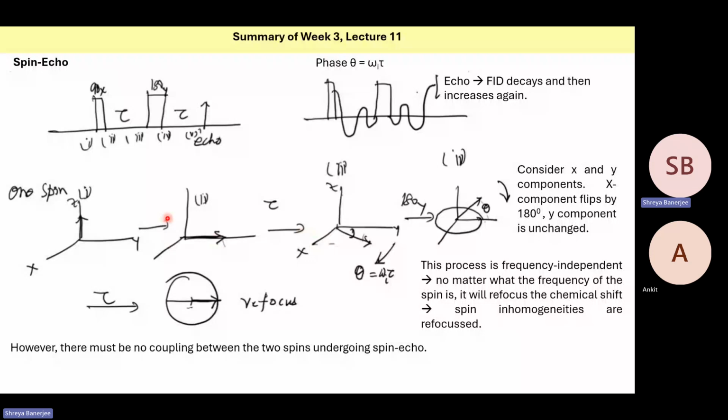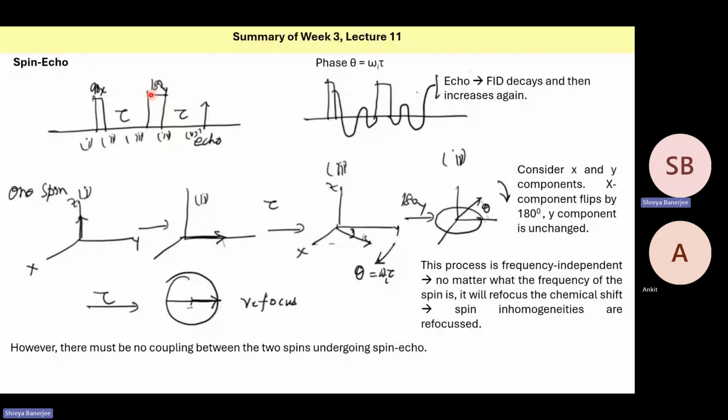And this angle theta can be written as omega tau. So this is in radians. If we want it in degrees, it will be 2 pi omega tau, which we have already seen. So during this time tau that is given, the magnetization of the spin will precess by this angle theta, which we call the phase. Then a 180y pulse is applied.